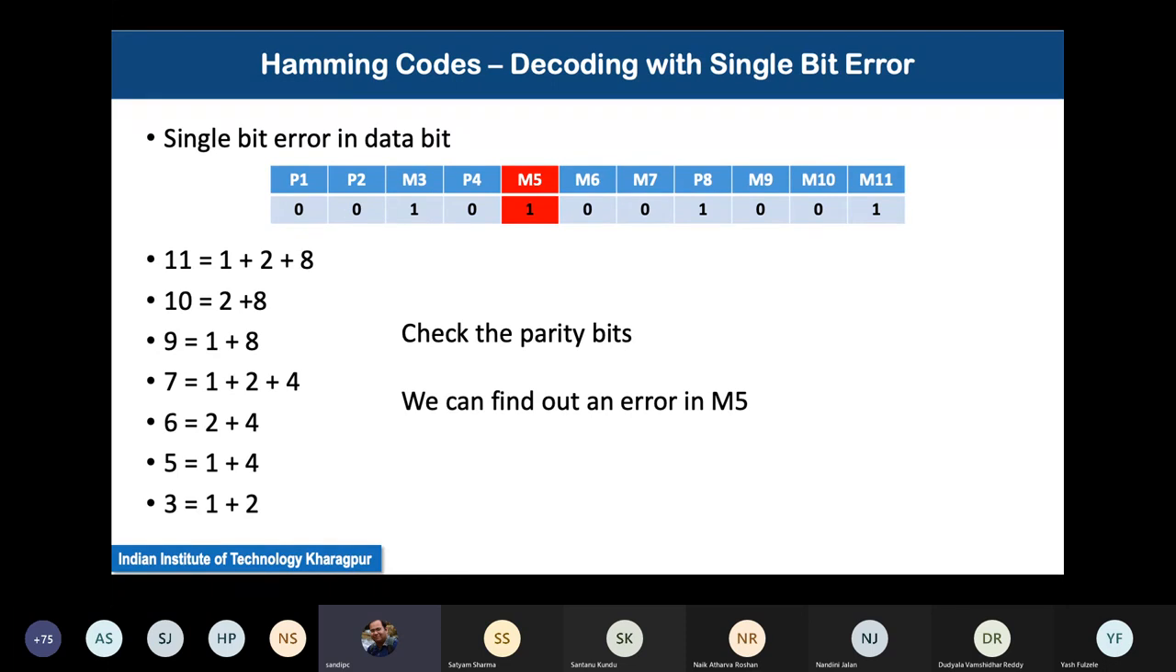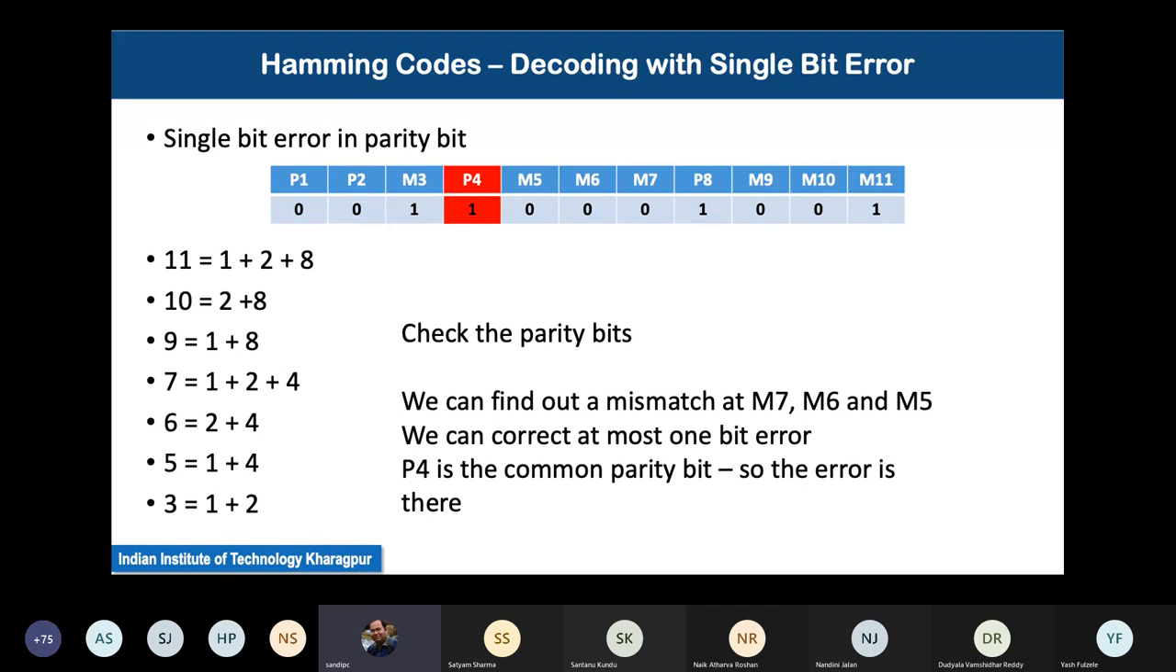Assume that a single bit error has happened in the data. Say for example, an error has happened in M5. Now if an error happens in M5, you can check the parity bits and find out the error in M5 by looking into the corresponding parity bits.